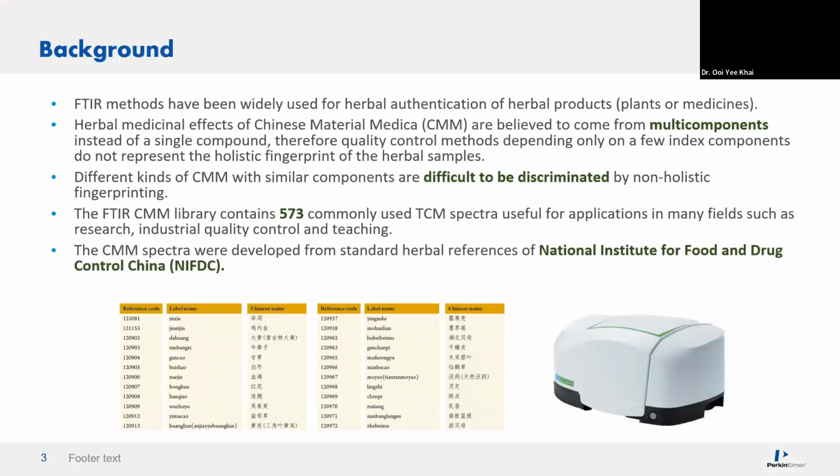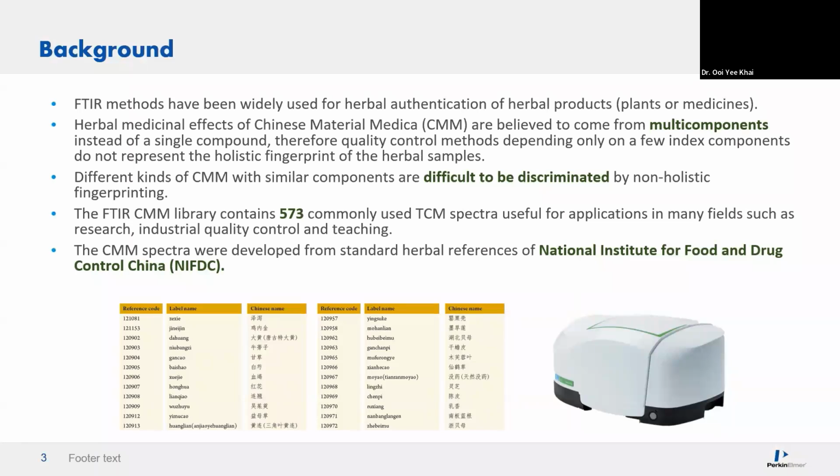FTIR methods have been widely used for herbal authentication of herbal products, plants or medicines. The herbal medicinal effects of Chinese Material Medica, CMM, are believed to come from multi-components, not limited to a single compound. Therefore, quality control methods depending only on a few index components do not represent the holistic fingerprinting of the samples. Furthermore, different kinds of CMM with similar components are difficult to discriminate by non-holistic fingerprinting.